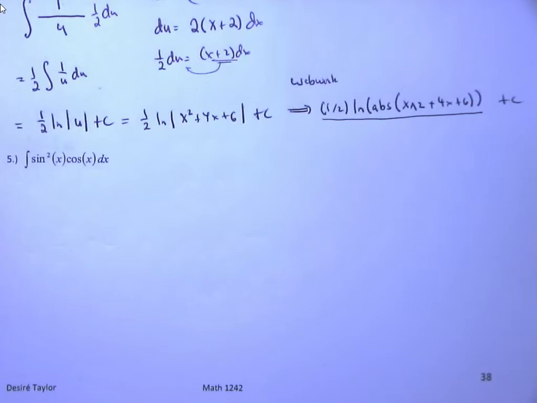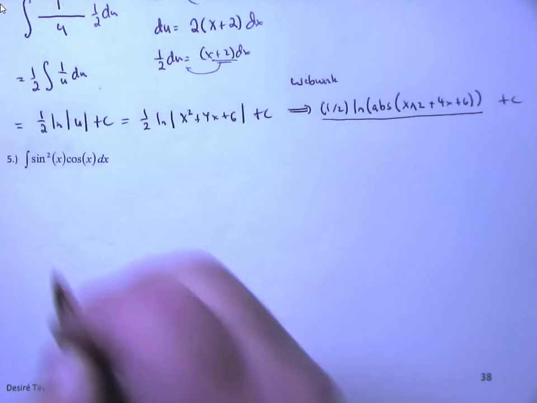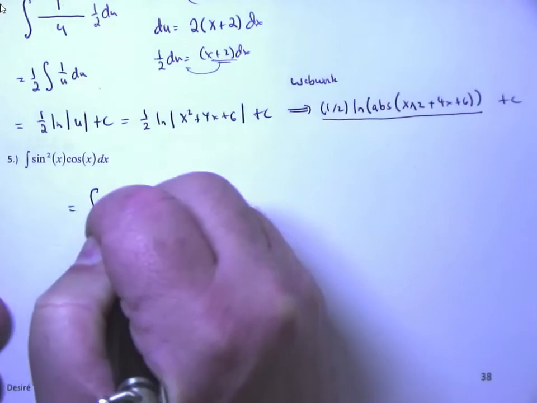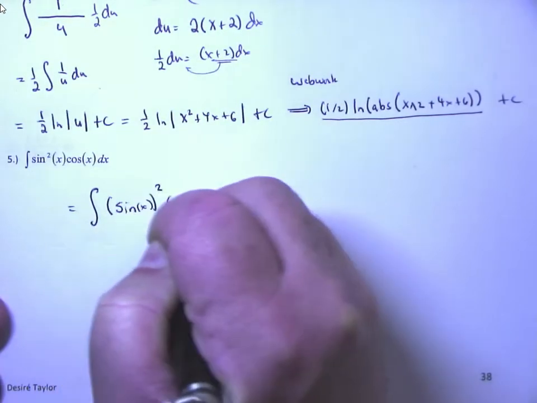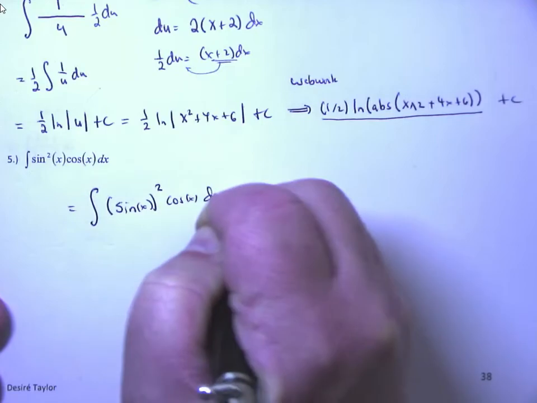The integral of sine squared x times cosine of x dx. Now, this is lazy mathematician notation. We've been using it for hundreds and hundreds of years. What does sine squared really mean? What does that 2 really mean on that sine? It means this: the integral of the parentheses, the sine of x, quantity squared, times cosine of x dx.